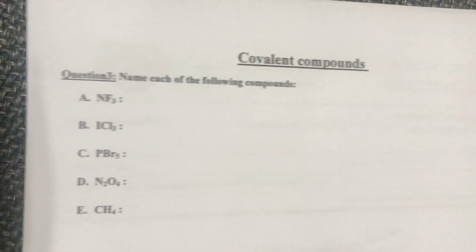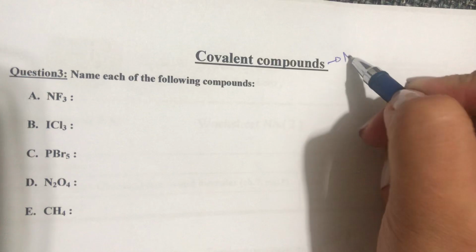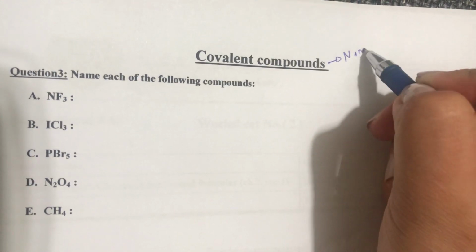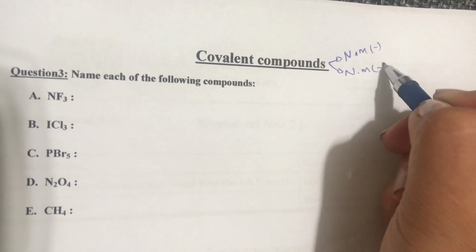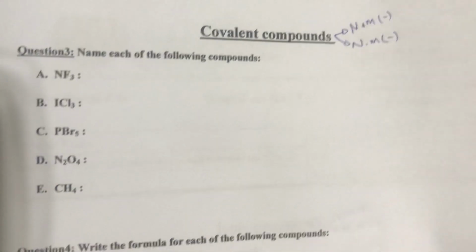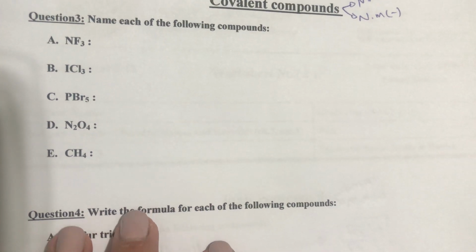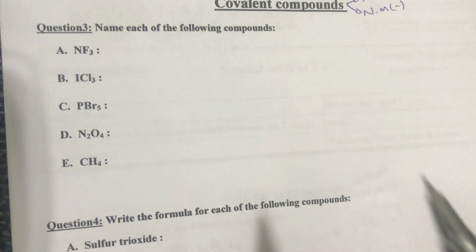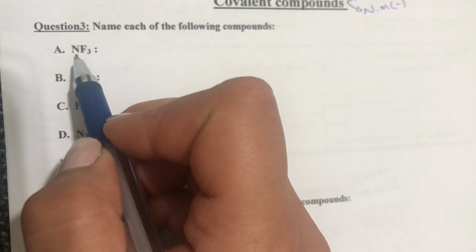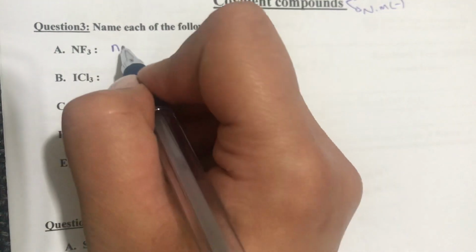Now questions for covalent compound. You have to remember: covalent compound, non-metal with non-metal. So what are the rules? To write the name, you have to use a prefix to indicate the number of each element. So here nitrogen, you have 1 nitrogen atom. We don't use mono for the first element, so directly nitrogen.